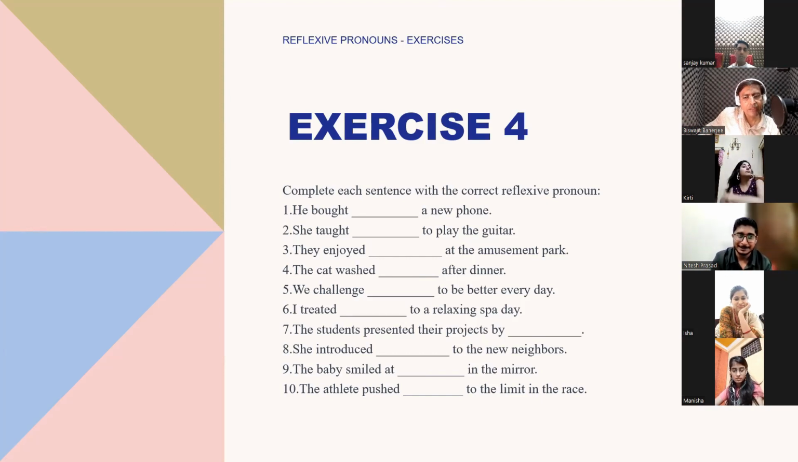They enjoyed themselves at the amusement park. Say it again. Say it again, my dear. They enjoyed ourselves at the amusement park. No. How can it be ourselves? Ourselves would have come if we had used the expression 'we'. Here the word is 'they'. So what should come? They enjoyed himself at the amusement park.